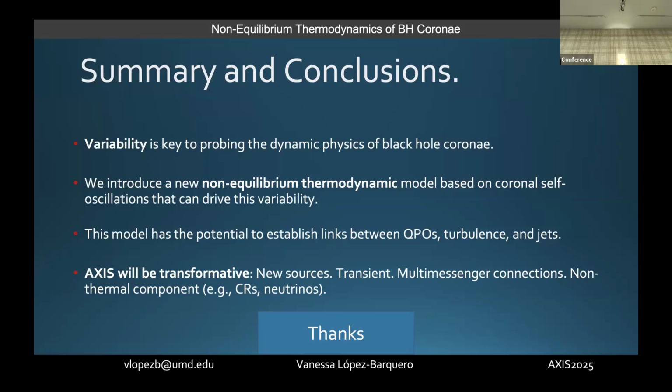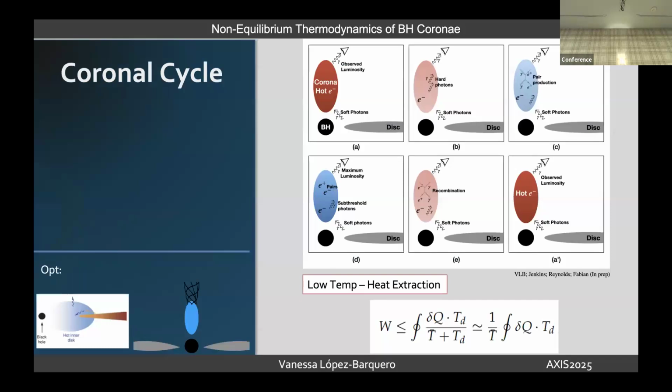Hi, Vanessa. Can you go back to the cycle that you were showing? So is the QPO varying? The QPO timescale is the timescale of this cycle. Yes, okay. So the maximum luminosity that you see in the QPO will be related to the maximum luminosity there. Okay.